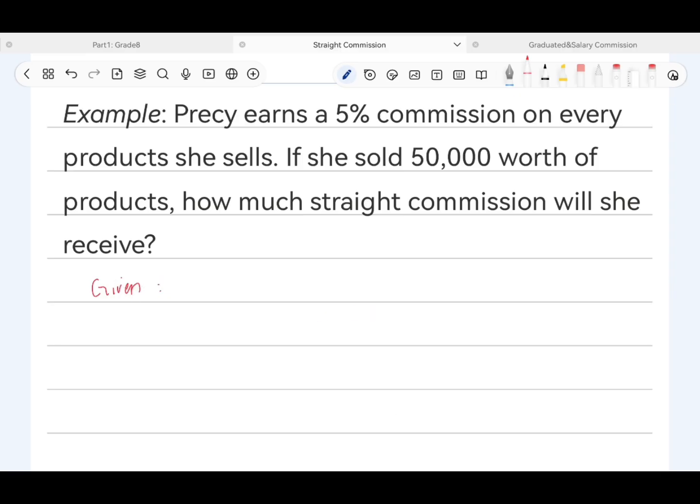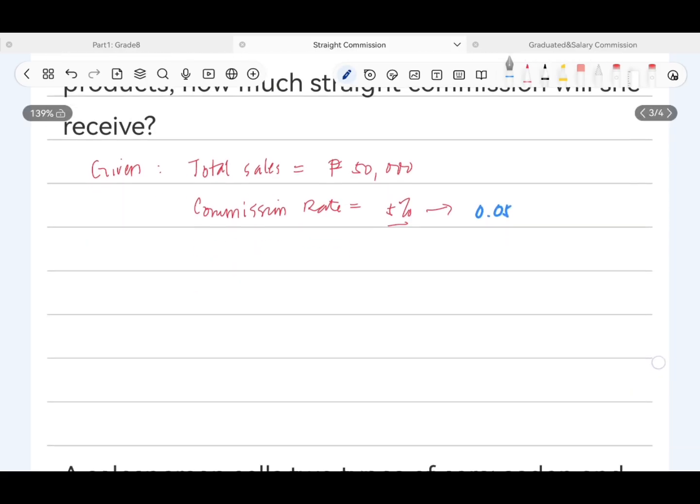So first is the given we have here, total sales is equal to 50,000, and then for the commission rate, we have 5%. Okay? So, before computing the straight commission, let's convert first the 5% into decimal form. Okay? So, it will become 0.05. Okay? And then, let's apply the formula.